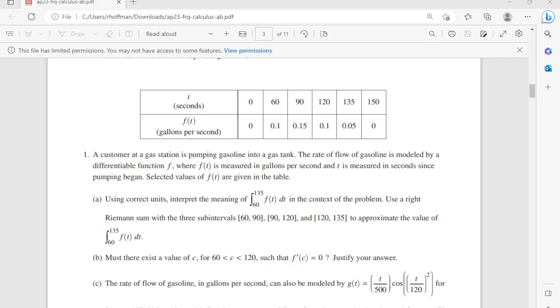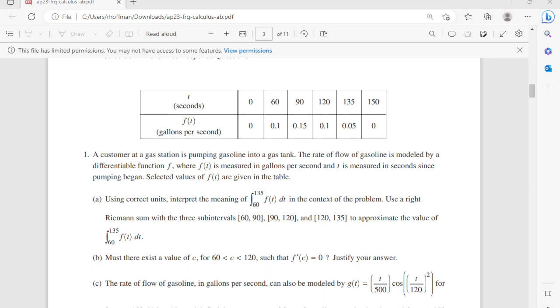Number 1 gives you a rate of flow. And so whenever you're given a rate, I like to think of it as this is already the derivative of the function. So when we start looking at amounts, we want to look at integrals. If we take a derivative of this function, it'll be the rate of change of that rate. So that's something to keep in mind as we go through this problem.